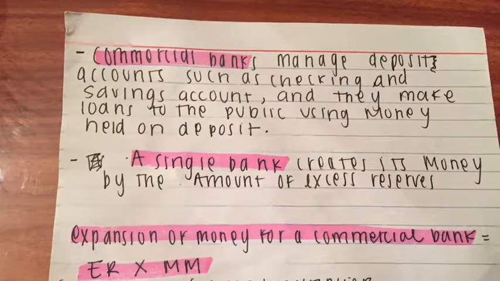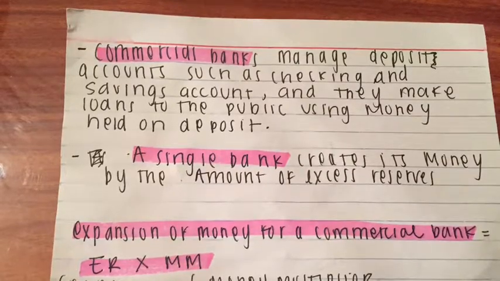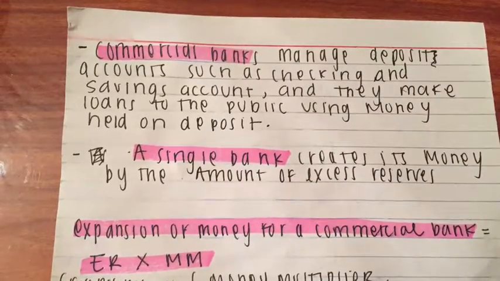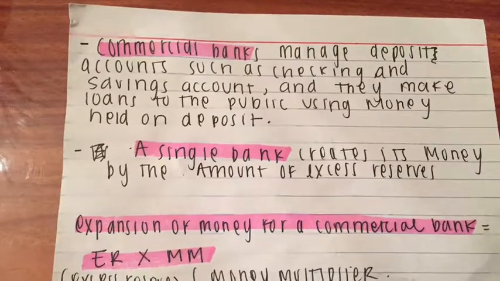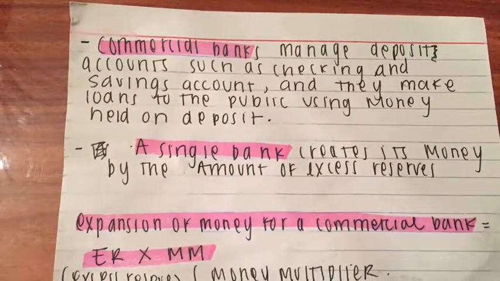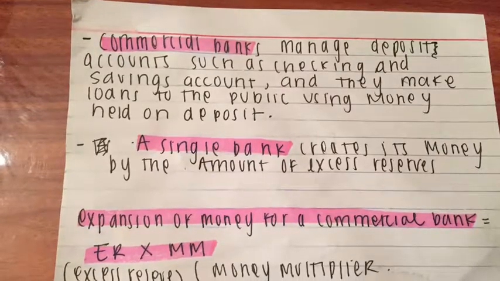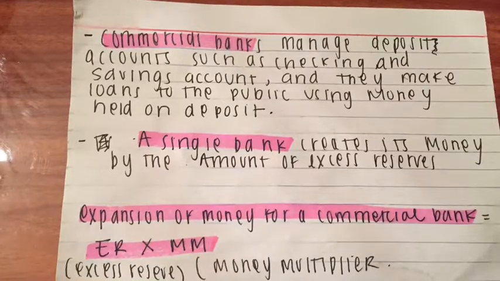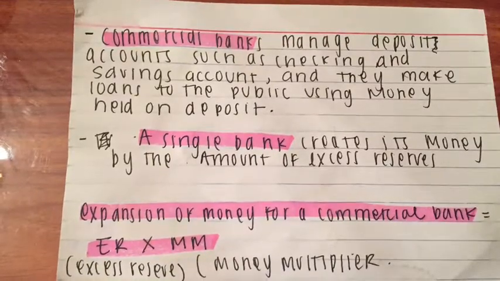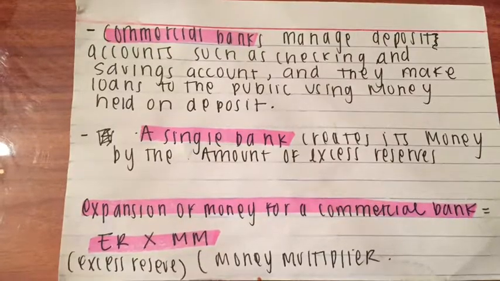In order to calculate the expansion of money for a commercial bank, this will be ER times MM, which is the excess reserve multiplied by the money multiplier. When dealing with certain problems, you always want to keep in mind that when cash is deposited into a checking account, there will be no immediate change in money supply. However, if the Fed purchases bonds from the public and deposit into a checking account, there will be an immediate increase in the money supply.